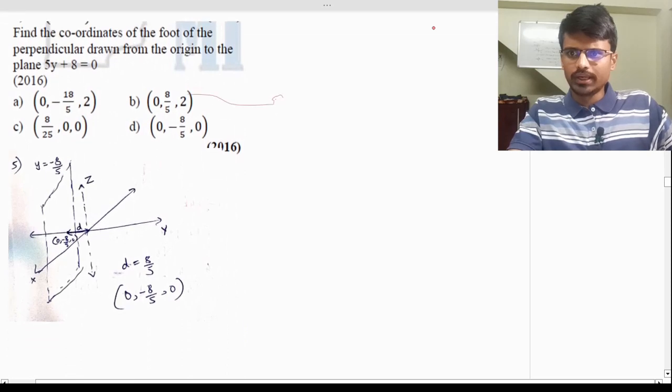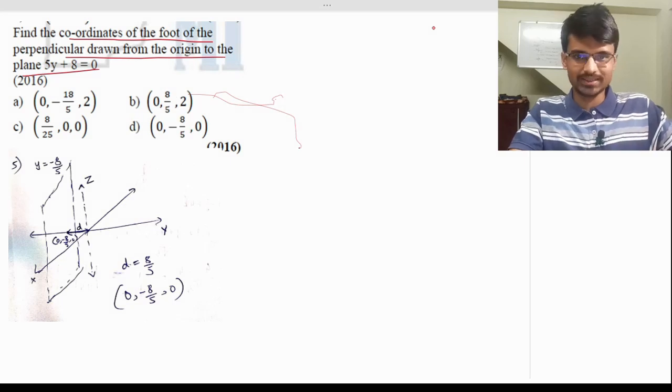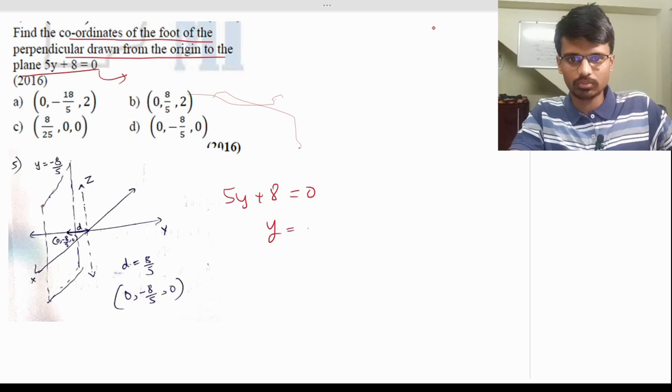So it is also a slightly easy question. What have we got? Find the coordinates of the foot of the perpendicular drawn from the origin to the plane. To understand this visually, I have tried to plot this plane in 3D. See, this is our 3D space, x, y, and z. So our plane, if I simplify this equation, 5y plus 8 equal to 0, what do I get? y equal to minus 8 by 5.